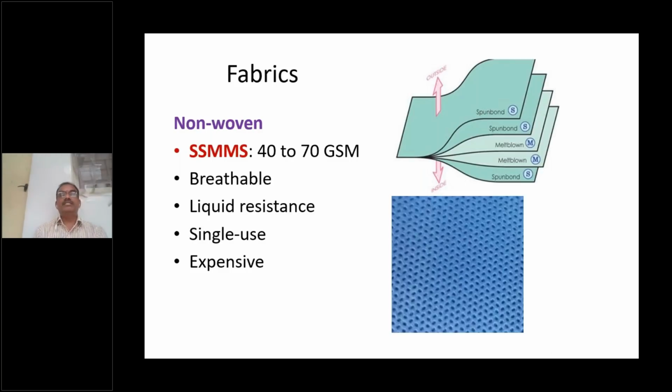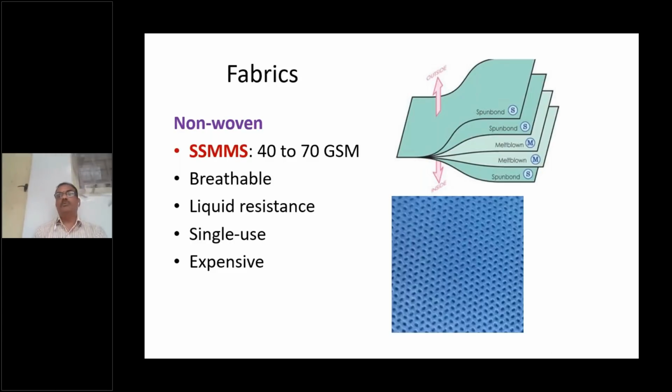This material is mostly wanted for all the export stuff. Whenever we go for export of this non-woven material, they choose only SSMMS because this is comparatively still better than SMS. It is highly breathable compared to that, and still enjoys all the benefits like liquid resistance.